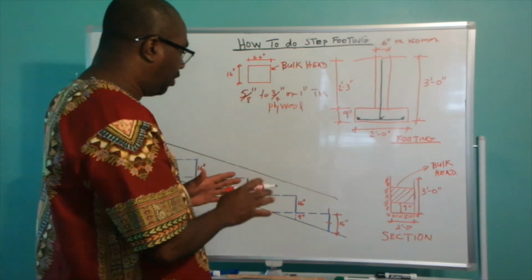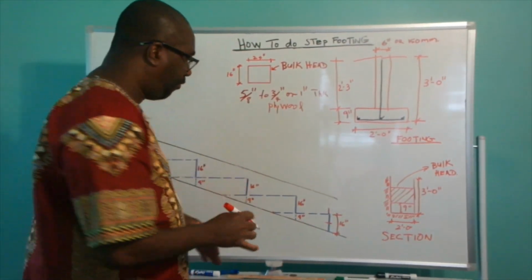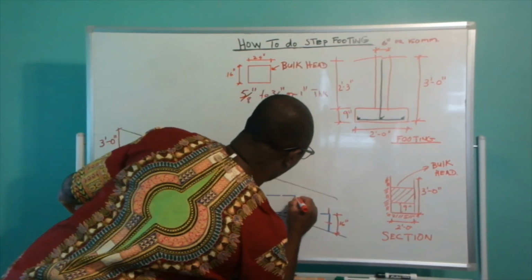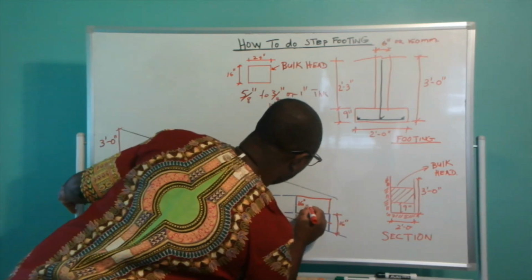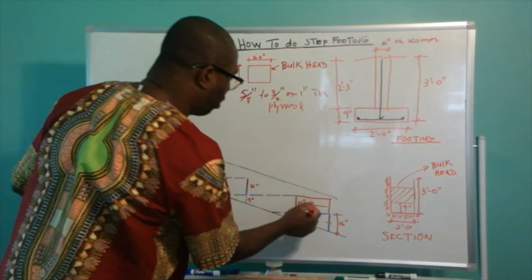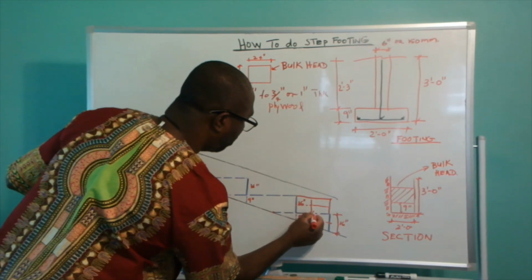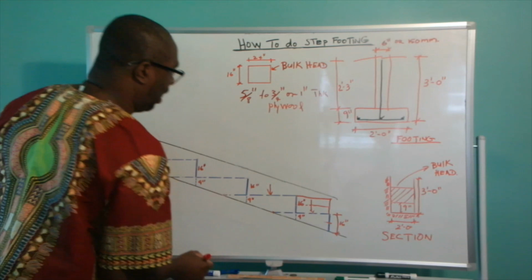Now, the reason why 16 inches, as I said to you before, is so you want to have at least 2 block heights. So 16 inches is going to be equivalent to 2 block heights. So your block work is going to be placed on top of the level concrete.